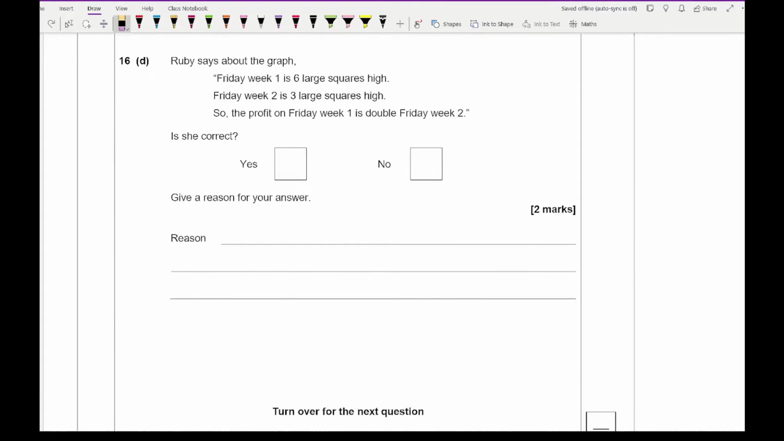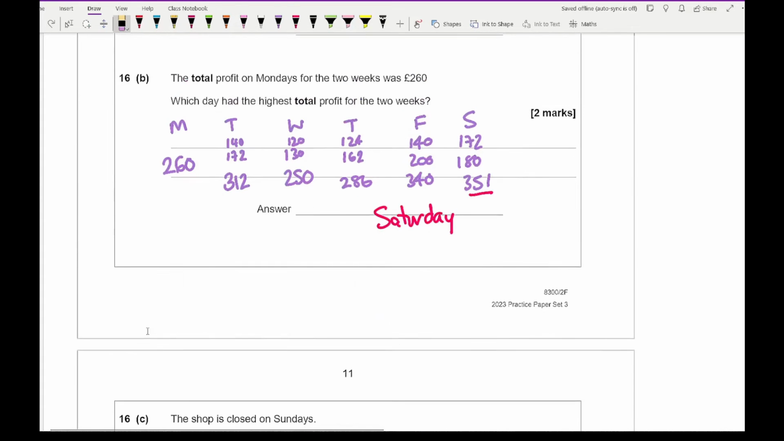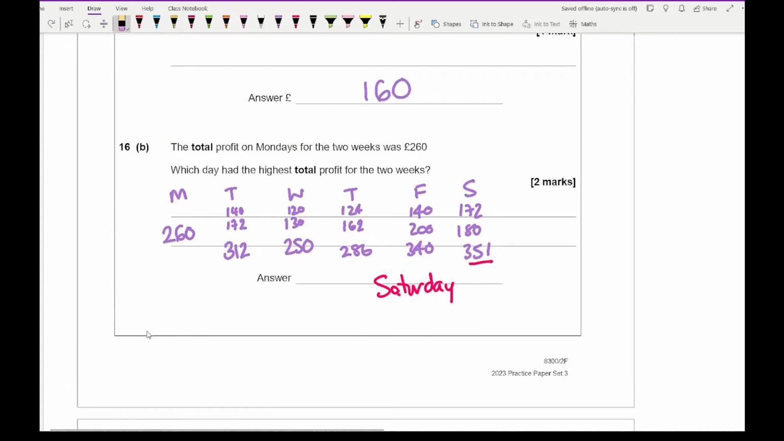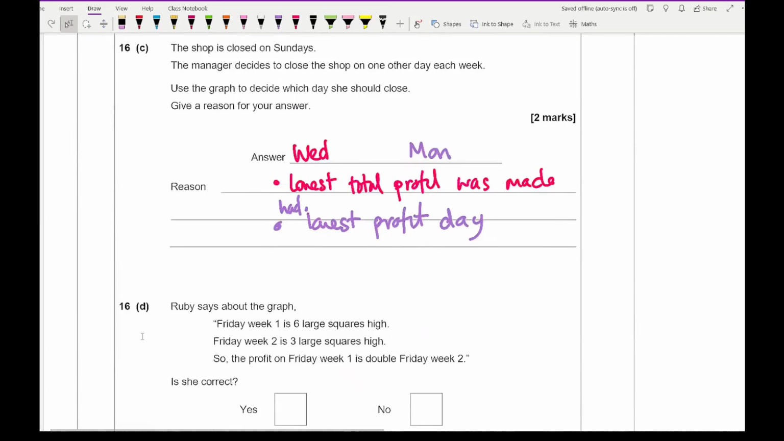Now question 16d says Ruby says about the graph that Friday week 1 is 6 large squares high and Friday week 2 is 3 large squares high. So the profit on Friday week 1 is double the Friday week 2. Is she correct? Well, if we go back to our calculation from 16b and we look at Friday's results, we can see that we've got 140 and 200.